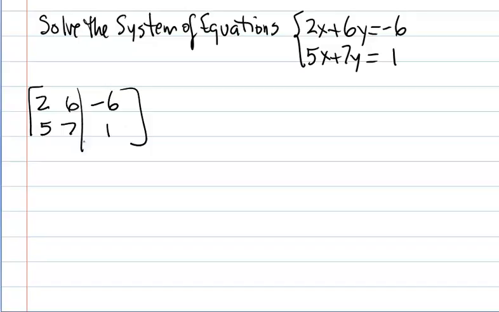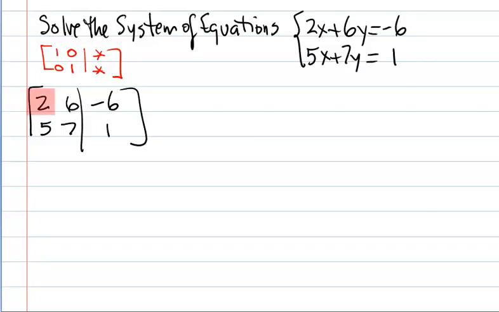So the idea is to use row operations to transform this matrix into diagonal form. And let me just jot down here to remind you what diagonal form looks like. It's going to have ones on the diagonal and zeros off. And then there's some numbers over there to the right, and that of course is going to be my solution. So let me start the row operations.